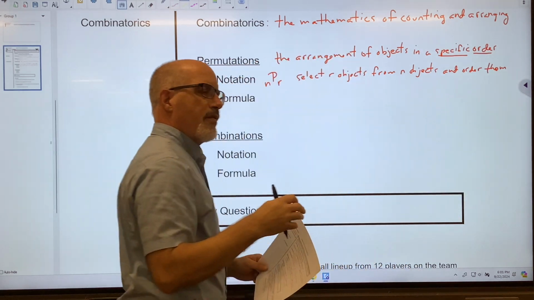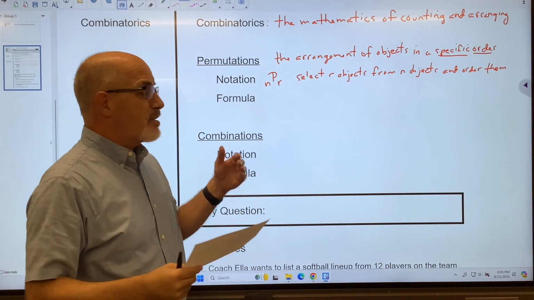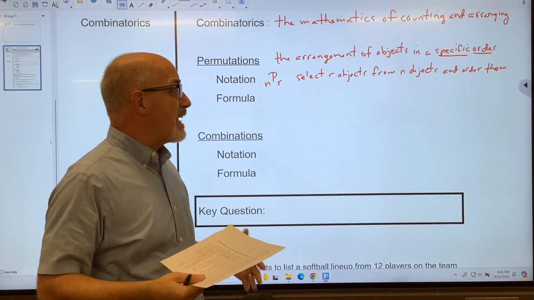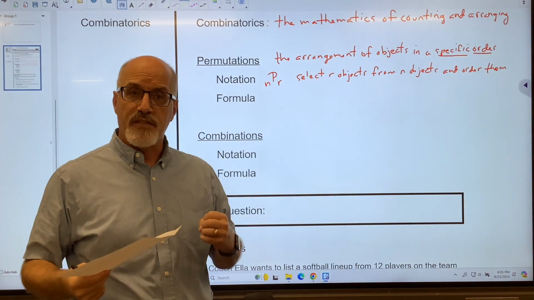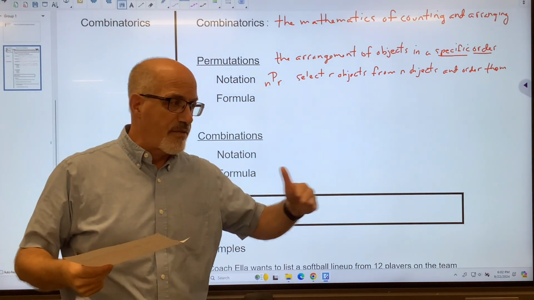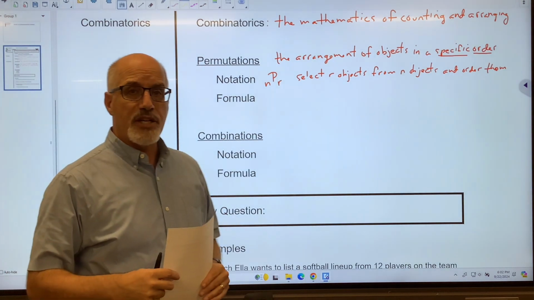So let's say that we've got a classroom of students. If I'm going to select out of the, say, 22 students I've got in class, 5 students and put them in order, notice that lining them up in different orders would be a different grouping. That would be a permutation.